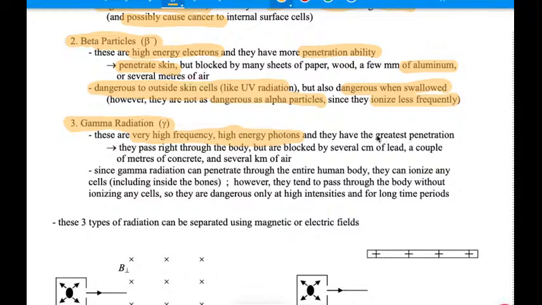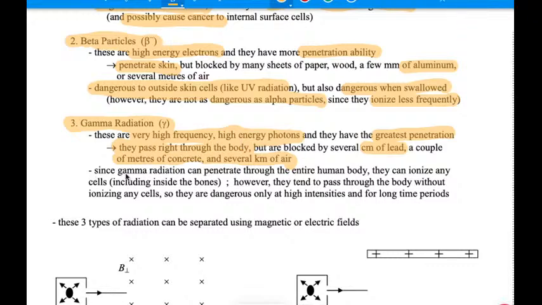So with that energy, we get this potential for extreme penetration. They can pass right through the body, right? It's like shooting tiny bullets right through your body. The only real guard we have is several centimeters of lead, a couple meters of concrete, or several kilometers of air. That's a scary thought, that these gamma radiation, high frequency photons can travel through kilometers of air and still pass right through you.